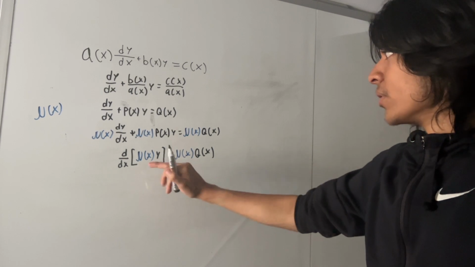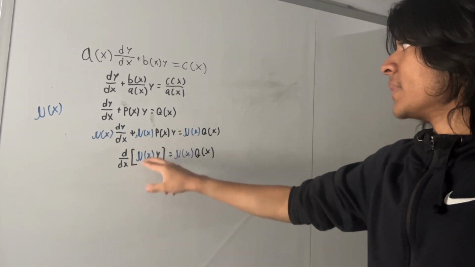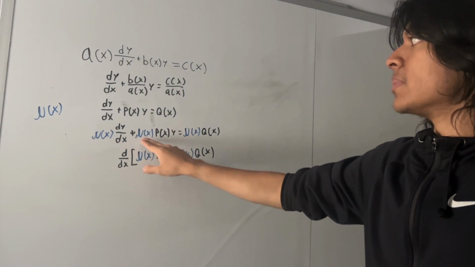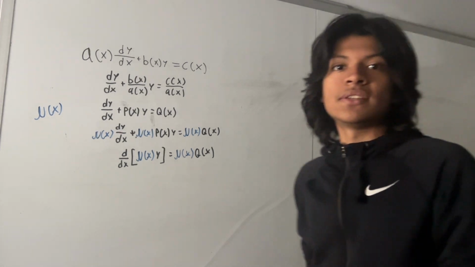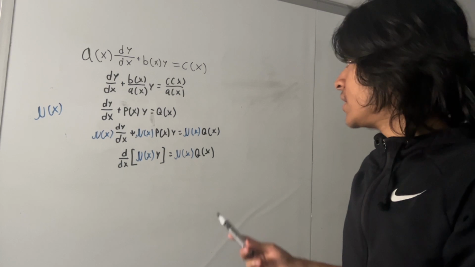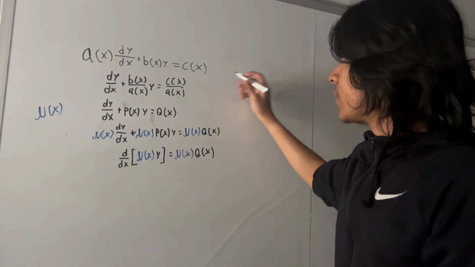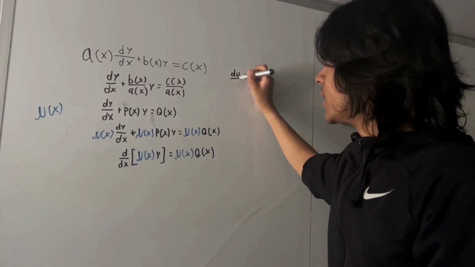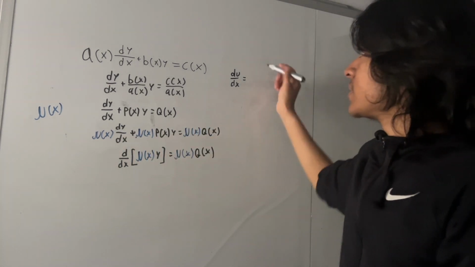So in order for this right here to be true, because the derivative of u of x happens to be u of x times p of x, that's a condition that has to be true in order for this to be true. So we're going to be left with, right here I'm going to write, du dx is equal to u of x times p of x.